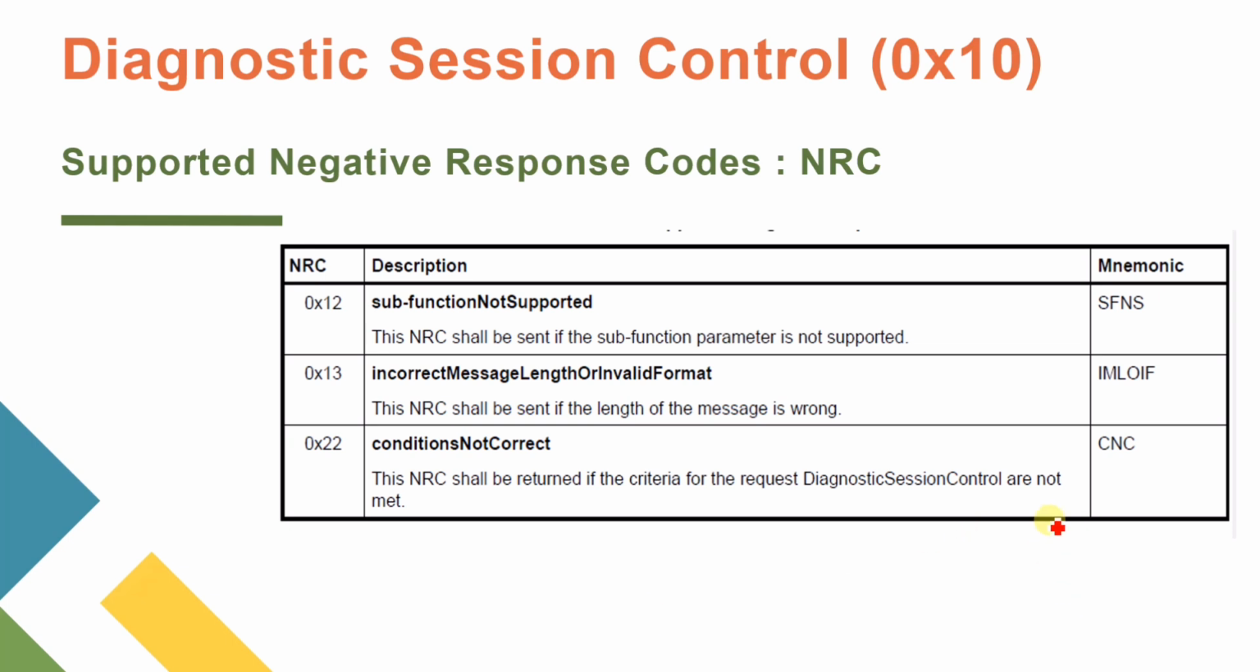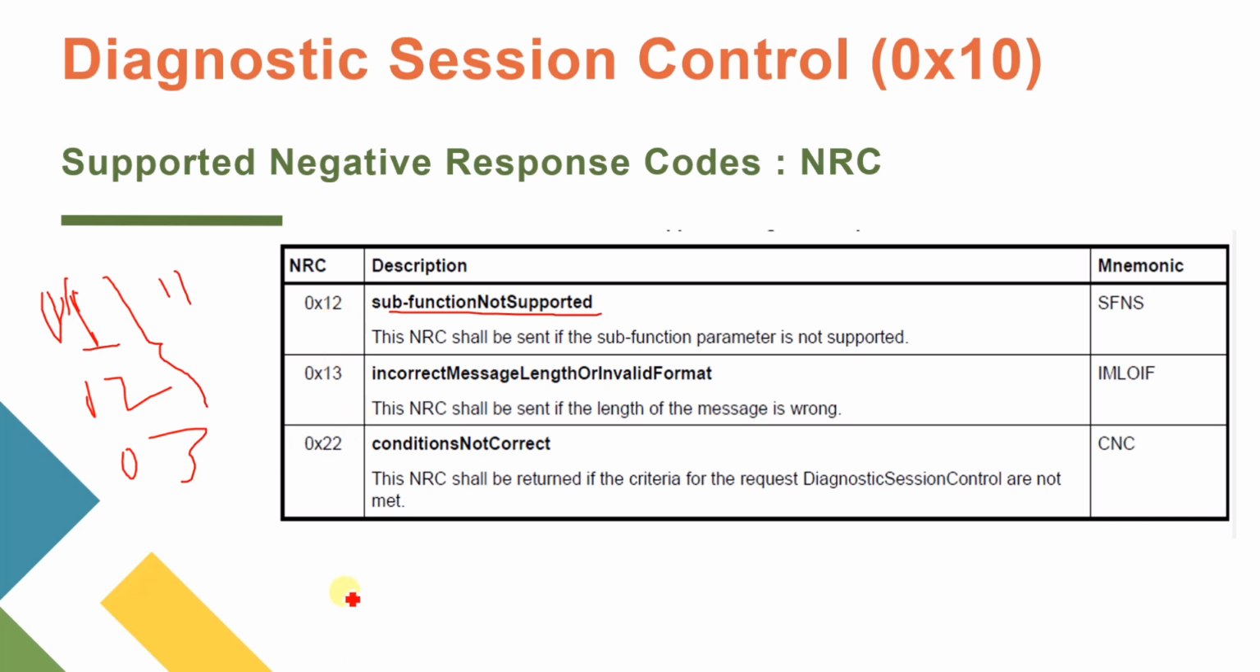So the supported NRCs for diagnostic session control start with 0x12, subfunction not supported. Suppose diagnostic session control supports 10 01, 10 02, 10 03. These subfunctions will be supported. So in case I send 10 11, 11 is not supported, right? The server will come to know this is not supported, so it will throw 0x12.